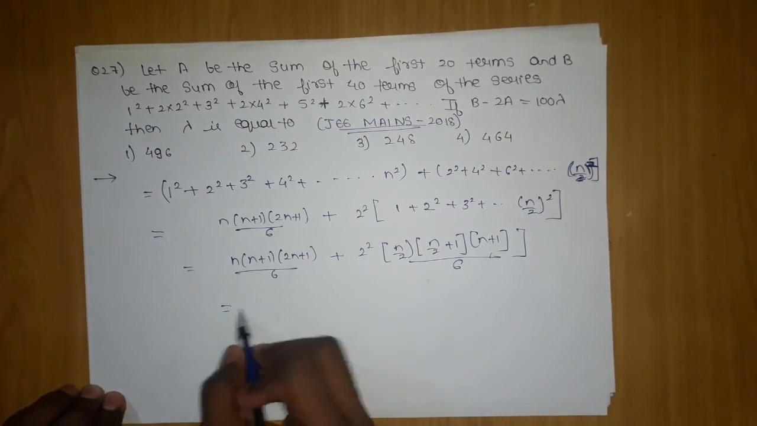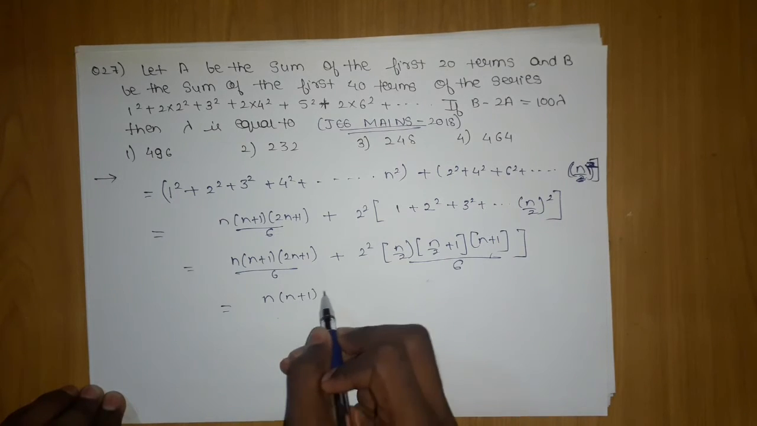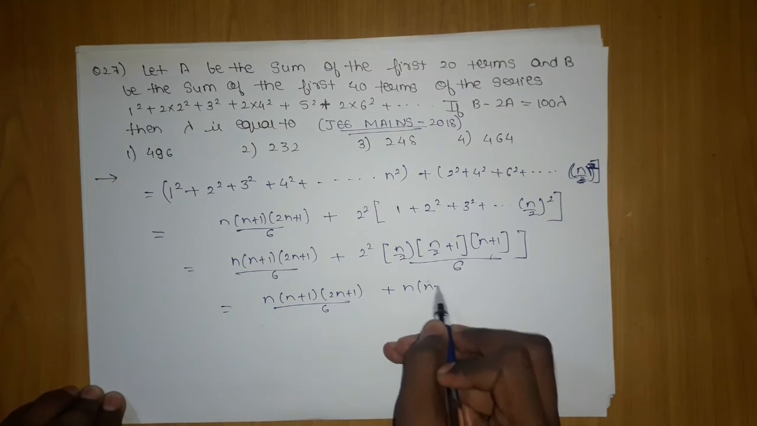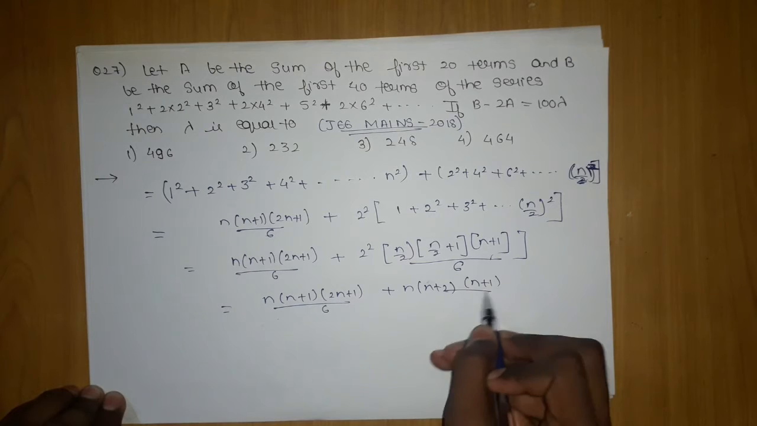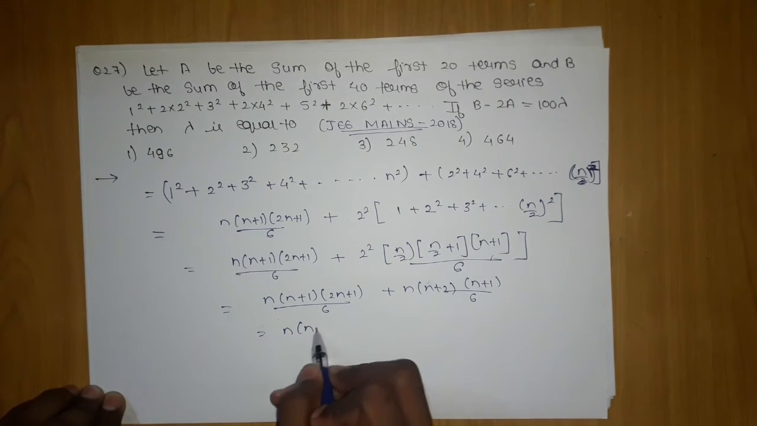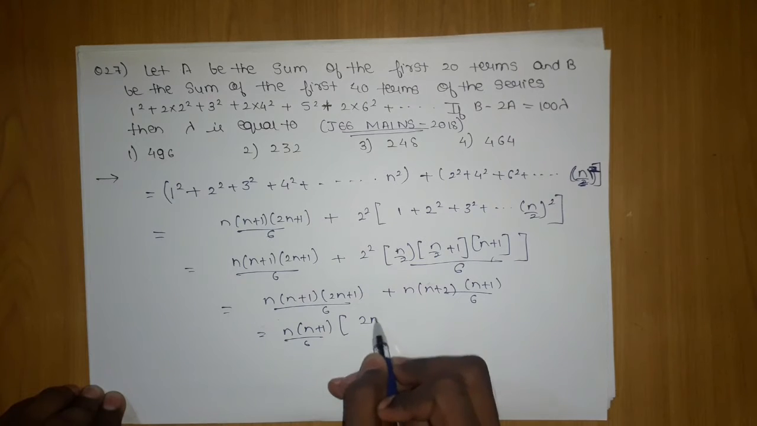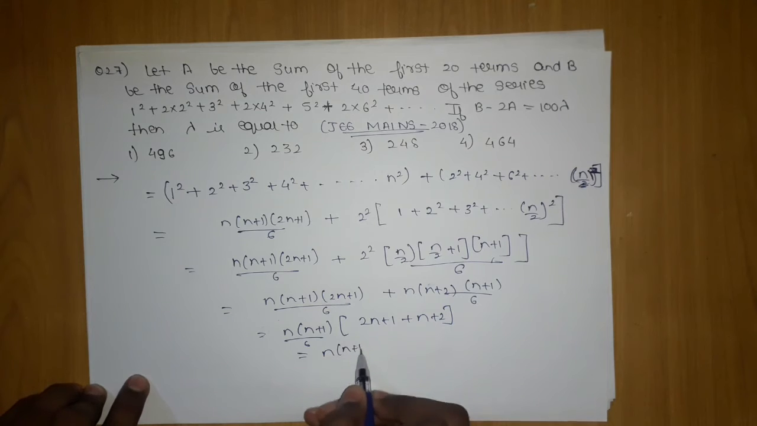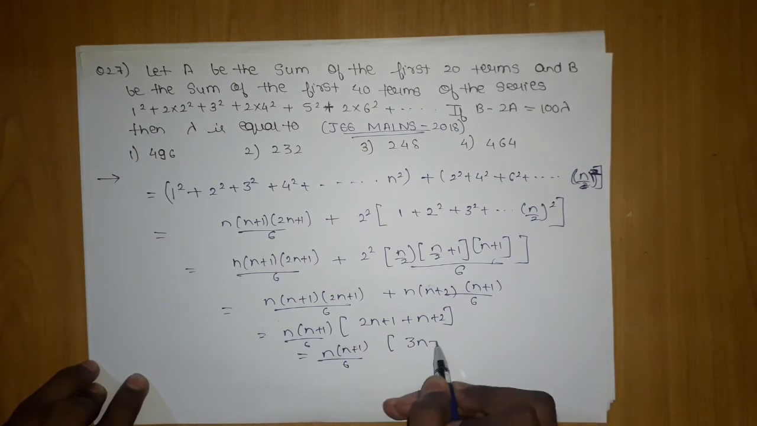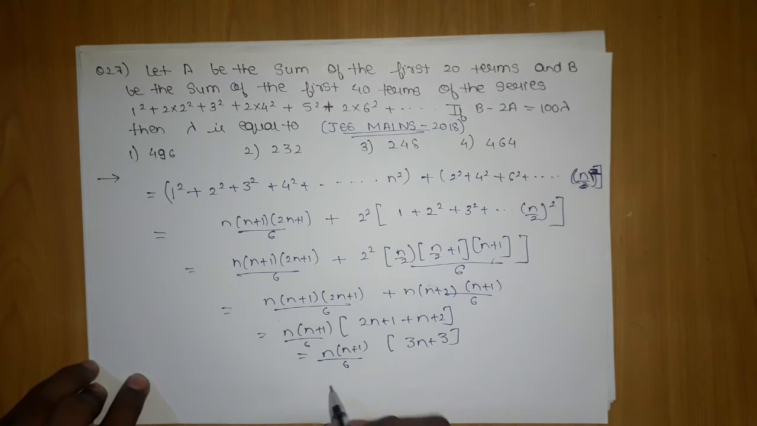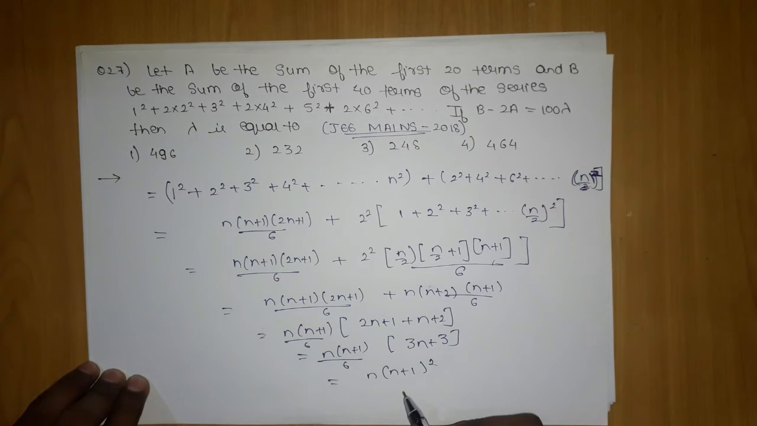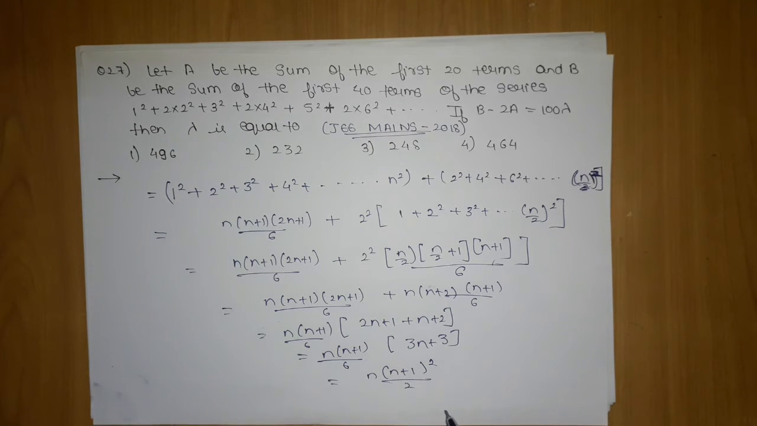If I solve this, I will be left with n into n plus 1 into 2n plus 1 by 6 and n into n plus 2 into n plus 1 by 6, giving me finally n into n plus 1 by 6 bracket 2n plus 1 plus n plus 2. Here we have n into n plus 1 by 6 bracket 3n plus 3, giving me finally, I will take 3 outside, which will cancel out, and n into n plus 1 the whole square by 2. So this is the sum which we are getting.